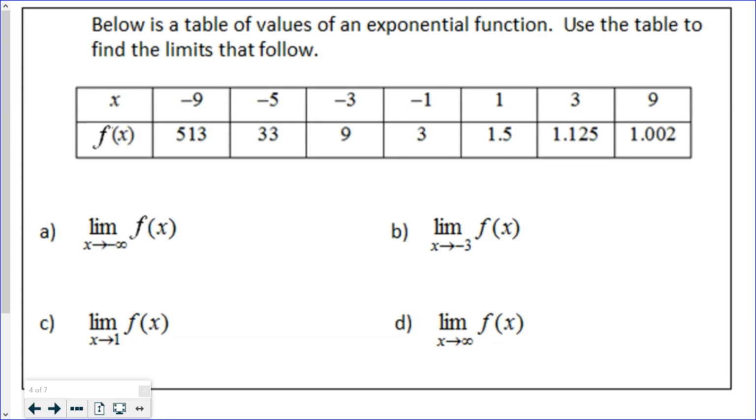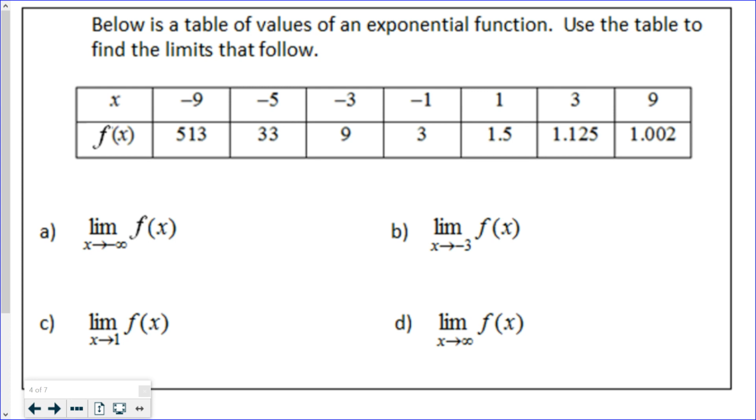All right, if you got those, we did some finding limits using a graph, or two, or three. Now we're going to look at a table of values, and we're going to think about the function that they gave us, and then we're going to try to find some limits based just off of a table. So it says below is a table of values of an exponential function.